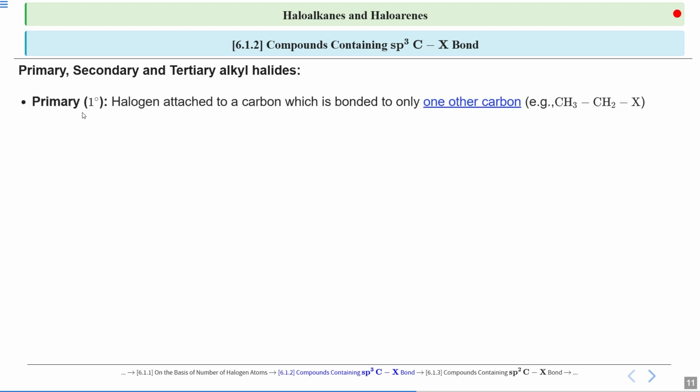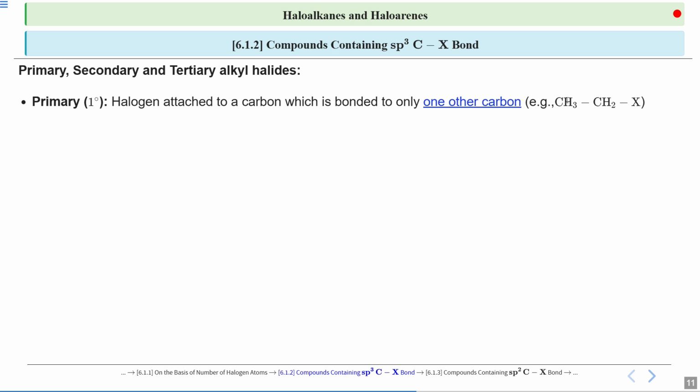Let's talk about the primary one first, which is also 1 degree. These are halogens attached to a carbon which is bonded to only one other carbon. What does it mean? It means that when you see the structure of a primary alkyl halide, the halogen is going to attach to a carbon, and that carbon is attached to only one other carbon. So the carbon having the halogen bonded to it is bonded to only one other carbon. Then it is considered a primary alkyl halide.